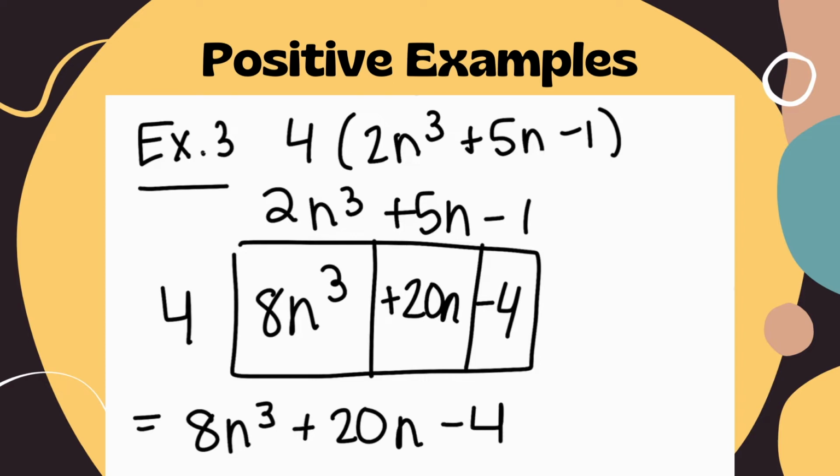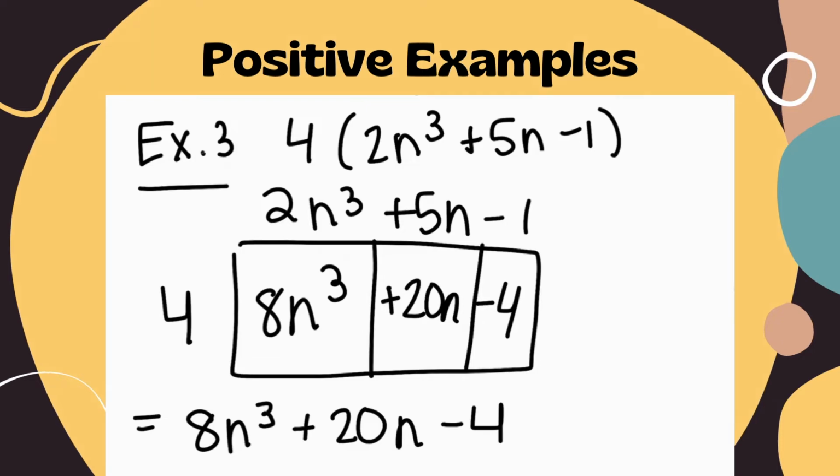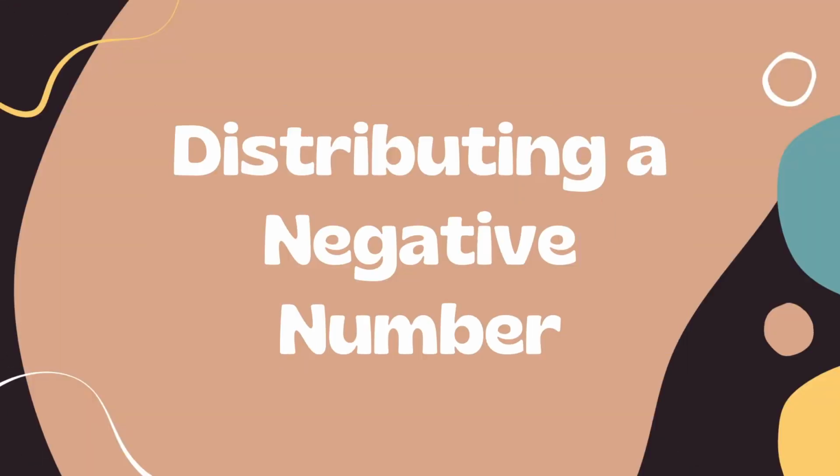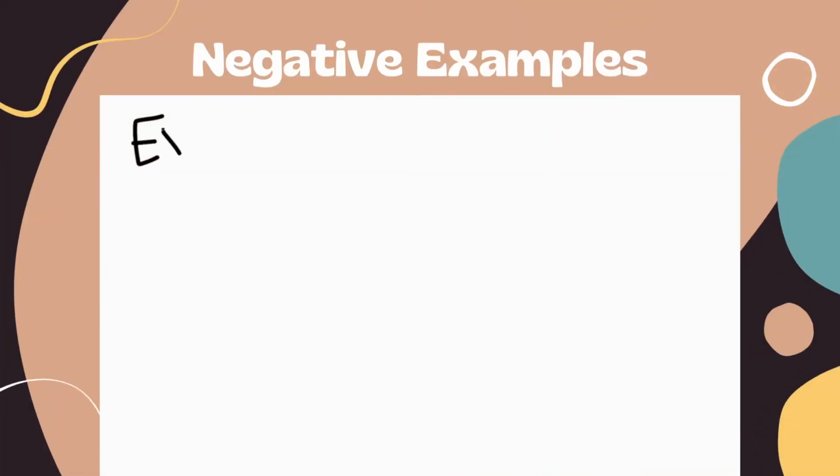So even though we had a few more terms here, it's the same process. We're just finding the area of that model. So now we're going to take a look at distributing a negative number. It's going to be the same idea, except this time we just have a negative number we're distributing, and we just have to remember those positive and negative multiplier rules.